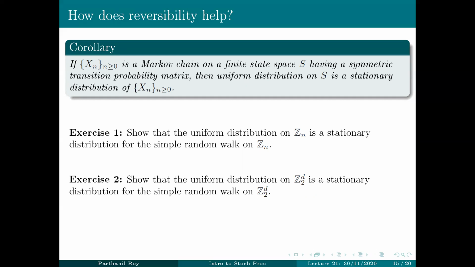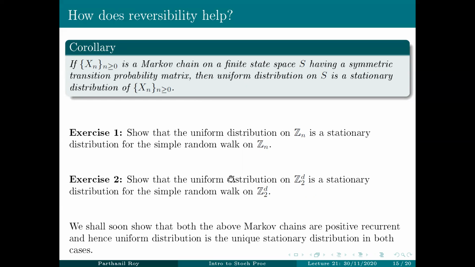Now we will actually show, and I think we'll do it in the next class, maybe the class after that, that both of these are examples of positive recurrent and irreducible Markov chains. Irreducibility is obvious, but positive recurrence is not. That we'll show. So once we show the positive recurrence, it will follow that the uniform distribution on the state space, either Zn or Z2 power D, whichever it is, is going to be the unique stationary distribution for this Markov chain.